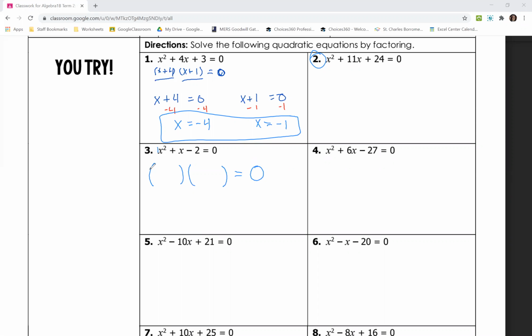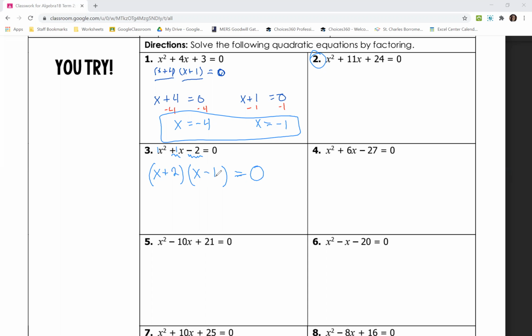So two binomials, since the leading coefficient is 1, I get to use the shortcut method. I need two numbers that multiply together to give me -2 and add together to give me +1, right? Okay, two numbers that multiply together give me -2 and add together to give me +1. I believe that's a +2 and a -1.